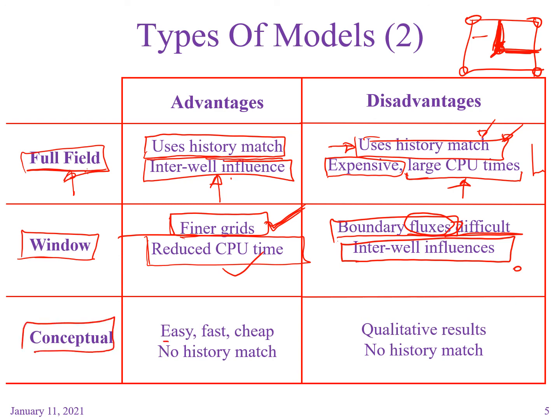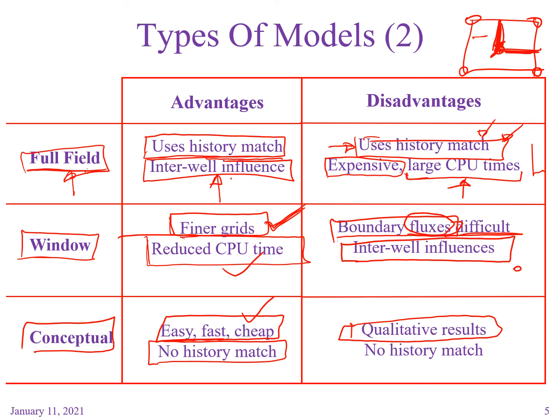Advantages of the conceptual model is easy, it's fast, it's cheap, doesn't take computational resources. You don't need to do history matching, so less work to be done. And in terms of the cons, the results are at best qualitative. You can't use these to determine whether or not you're going to use a recovery mechanism, or you can't use this to plan field development. It doesn't account for observed historical data. So the model may not be representative of the actual reservoir.